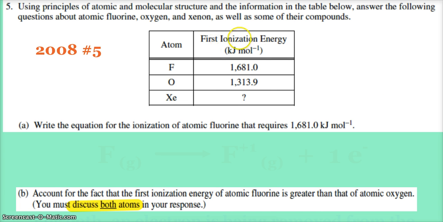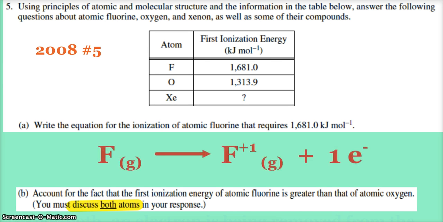So here we see the first ionization energies, kilojoules per mole. So, of course, first ionization energy is to remove the very first electron from an atom, and hopefully remember, in the gaseous state, because that'll be important here. Write the equation for the ionization of atomic fluorine. And so I've got atomic fluorine, not a fluorine molecule, just F in the gaseous state, becomes a +1 ion in the gaseous state, and it lost an electron. So hopefully you remember when we talked about the ionization equations. Alright.